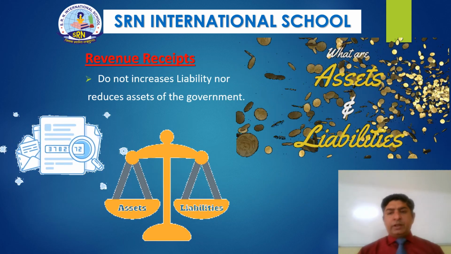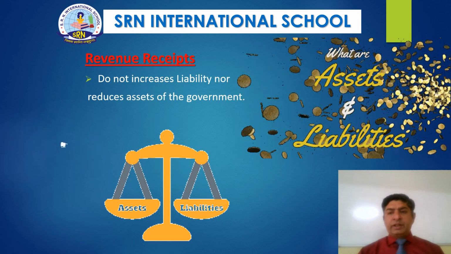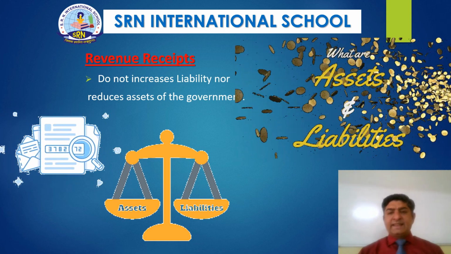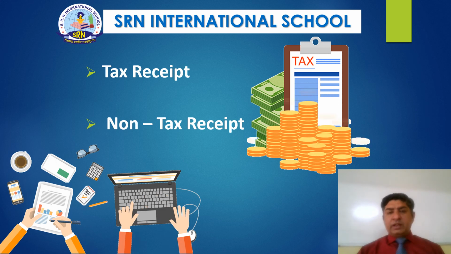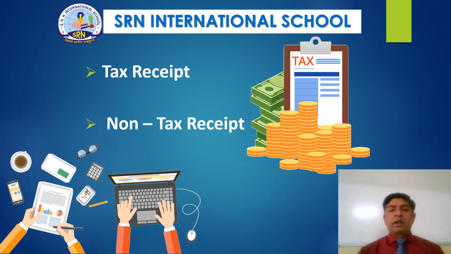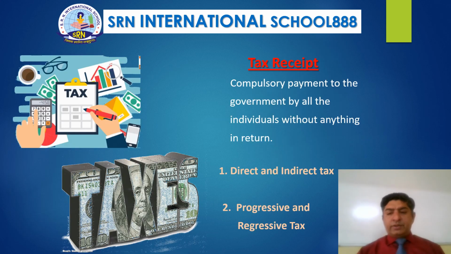Revenue receipts are the receipts to the government which do not increase liability nor reduce assets of the government. Revenue receipts are further classified into tax receipts and non-tax receipts. Tax receipts are the compulsory payment made to the government by all the individuals without anything in return. Tax receipts are further classified into direct and indirect tax, progressive and regressive tax. Let's see one by one.